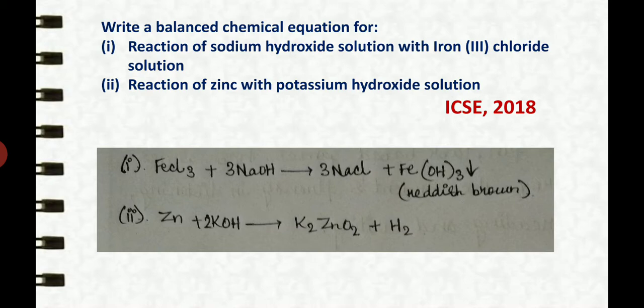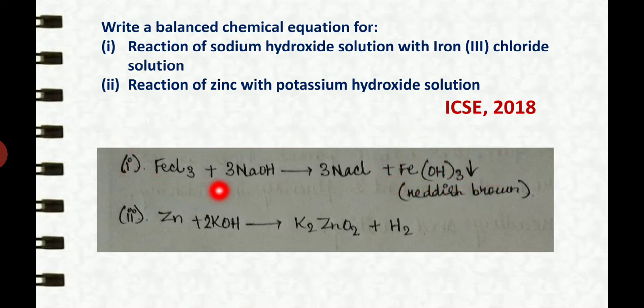Next question is also from 2018 ICSE. Here you have to write the balanced chemical equation for 2 reactions. First one is the reaction of sodium hydroxide solution with iron 3 chloride solution, that means ferric chloride. So when sodium hydroxide solution is added to FeCl3, that is ferric chloride, then NaCl is formed. Along with it a reddish brown precipitate of ferric hydroxide Fe(OH)3 is formed.